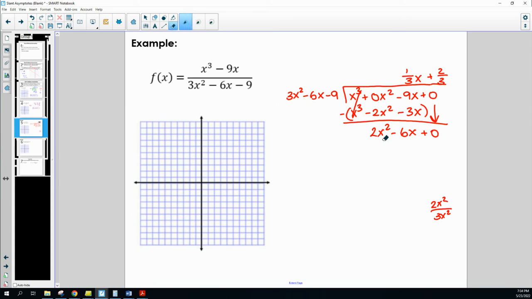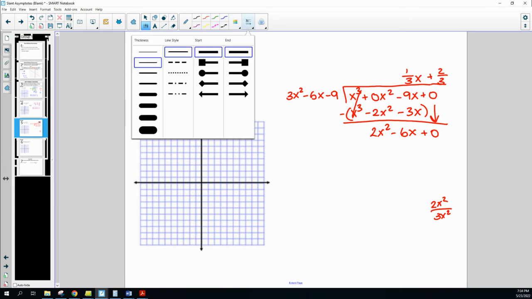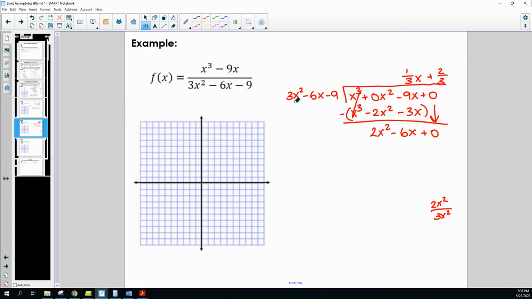All right, so now we're going to take that 2/3 and distribute it to everything that we have on the outside. So 2/3 times 3x squared is going to give us 2x squared. 2/3 times negative 6x is going to give us negative 4x. 2/3 times negative 9 is going to give us negative 6.